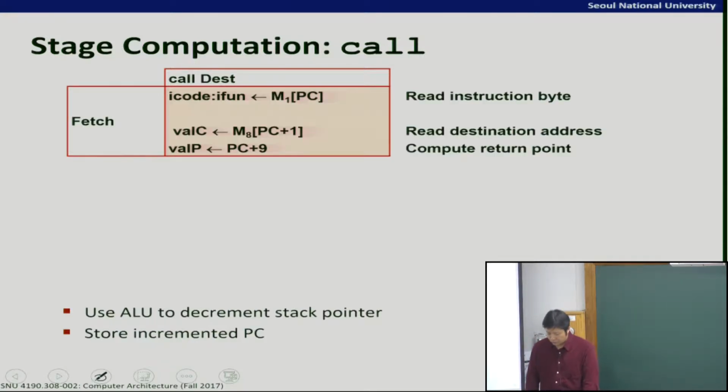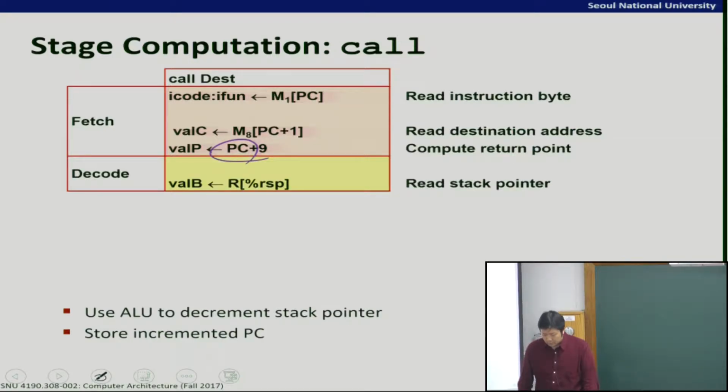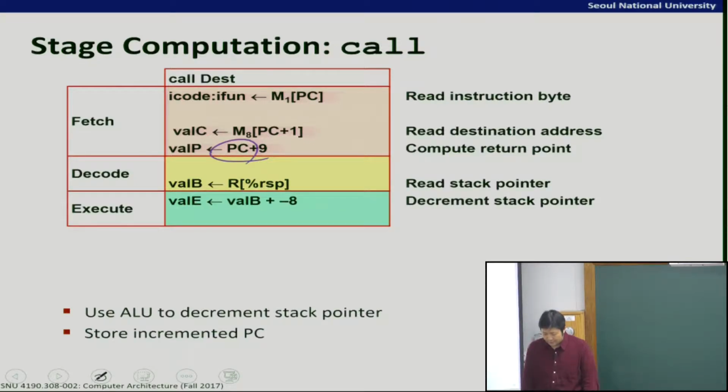So here's stage computation again. In the fetch stage, we extract opcode and read the target address from PC plus 1. And the new PC value will be PC plus 9 because we compute the return point. This is the next instruction, which is also the return address after the call. In decode stage, we read the stack pointer, and let's call it val b. In execute stage, we decrement stack pointer, so it's val b minus 8. Let's call this val e.